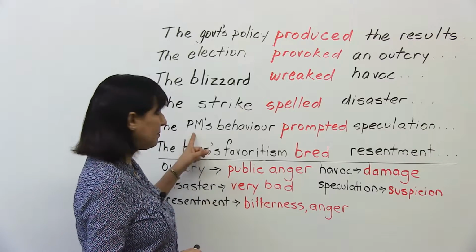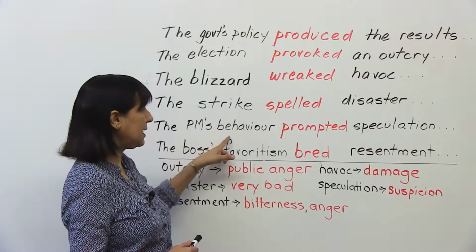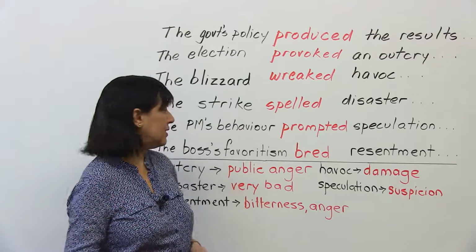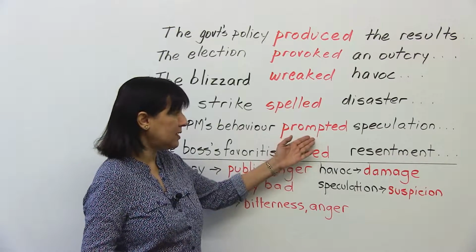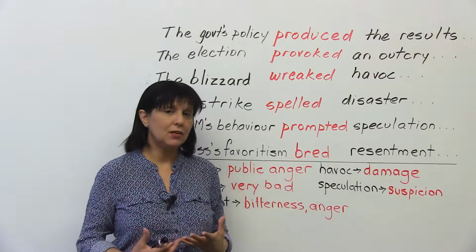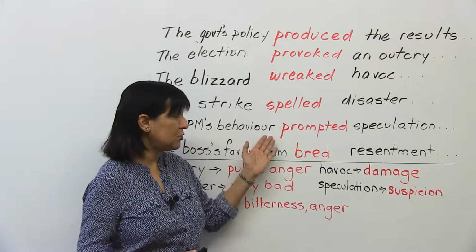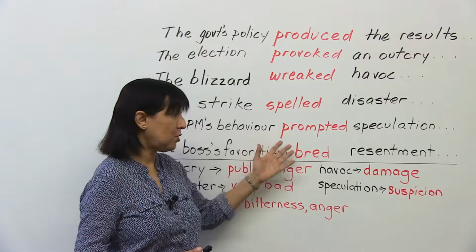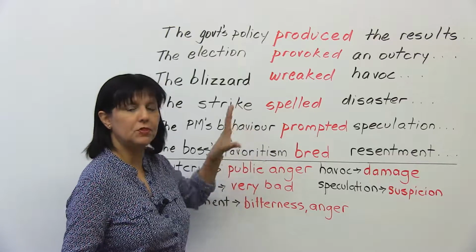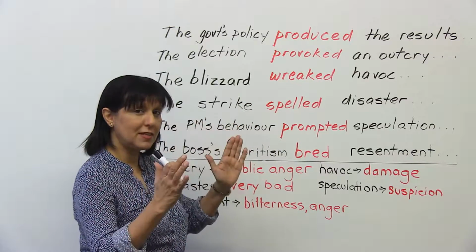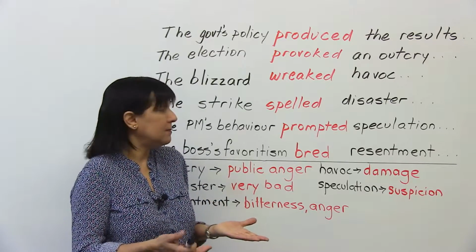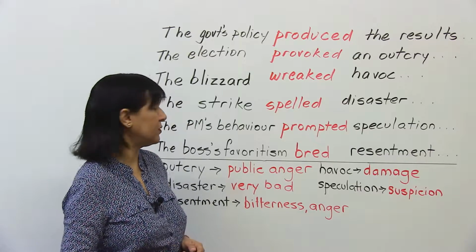Next one. The Prime Minister, I just wrote PM, the Prime Minister's behavior prompted speculation about his honesty. The Prime Minister's behavior prompted or caused or led to speculation, which is suspicion or doubt, okay? The Prime Minister's behavior led to doubt, prompted speculation about his honesty, okay? Again, lots of good vocabulary here and even better collocations, right? The entire expression. So this way, if you learn the whole expression, you will be able to write much more fluently and speak much more fluently.